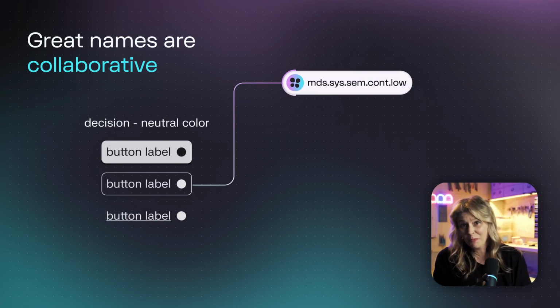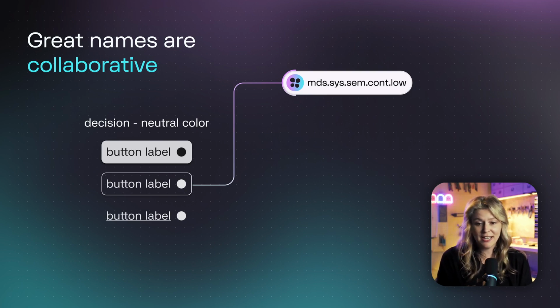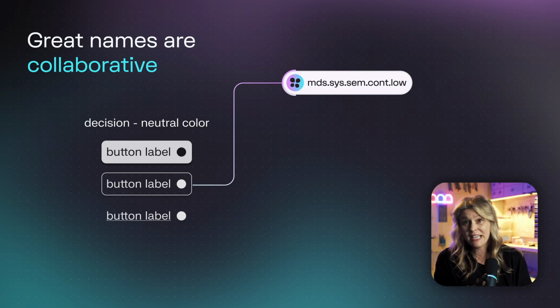What if we have a name for a button that looks like this? mds.sys.sem.cont.lo. That's supposed to be the ID for a design decision, but I don't really know what that means. And I live in token land forever. Is my PM going to know? Is a new designer going to know? An engineer might.